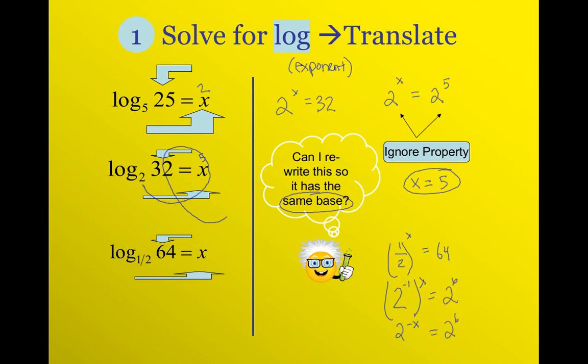So I can ignore their bases. Negative x must equal 6. So x must equal 6. Right, so 1 half. Oh no, I'm sorry. x must equal negative 6. Right, so 1 half to the power of negative 6 equals 64. That makes sense. So this x must be negative 6. This x is 5. This x is 2.